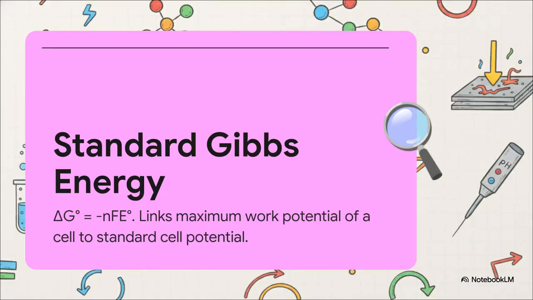Standard Gibbs energy, delta G naught, equals minus nFE naught. This equation is beautiful. It links the maximum work potential of a cell directly to its standard cell potential. So the absolutely crucial point here is that negative sign. If your cell potential E is positive, meaning the battery works and the reaction is spontaneous, your Gibbs energy must be negative. They move in opposite directions.